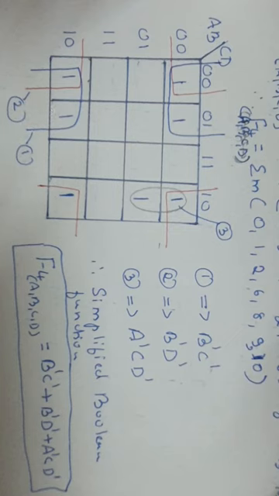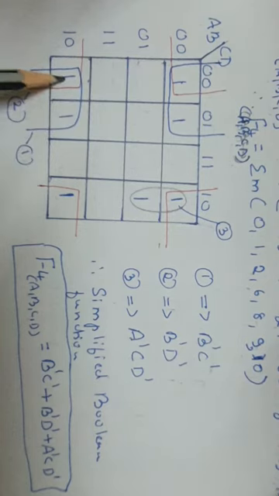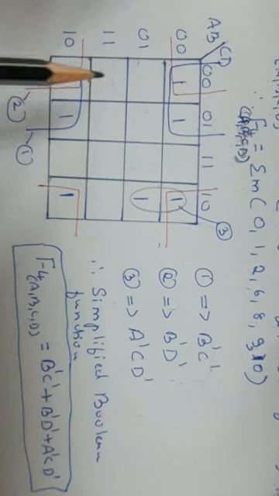Next, we have to group the 1s. A group of 16 ones is not possible, as all are not 1. A group of 8, an octet, is also not possible, because a group of 8 adjacent ones is not there. Next, we have to try for a quad.